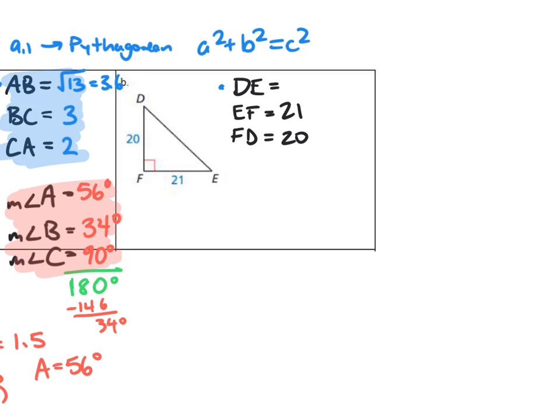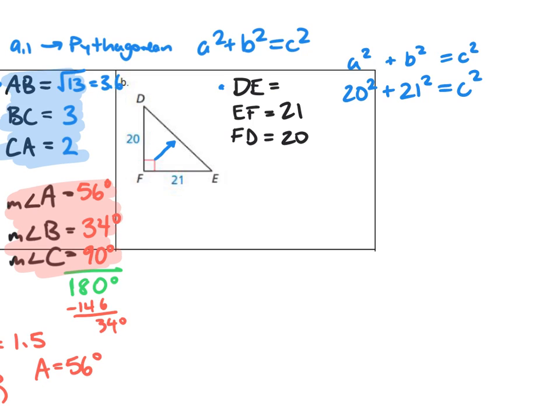So if we want to right away, we can use here Pythagorean Theorem. I know that, again, F right here is my 90 degrees, so I know that D to E is the hypotenuse. So why that's important is that when I use Pythagorean Theorem, I'm going to take 20 squared plus 21 squared, and that's going to equal C squared. So this is A, this is our B, and our goal is to solve for C.